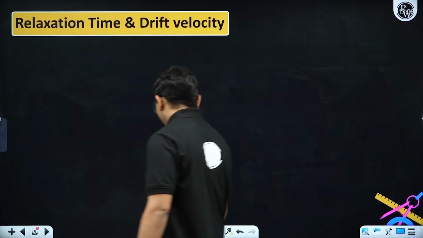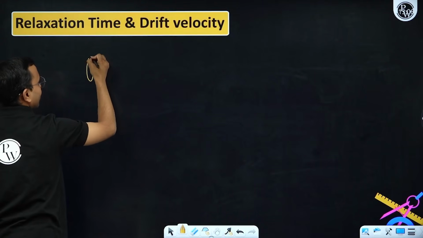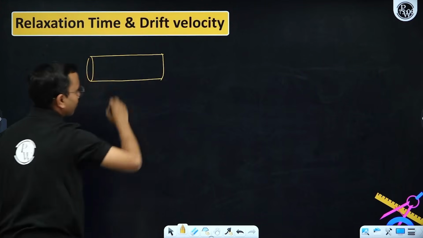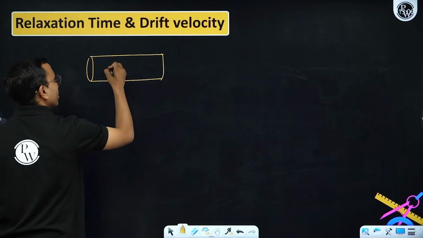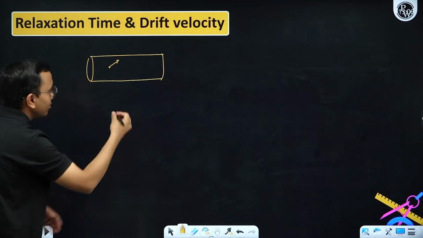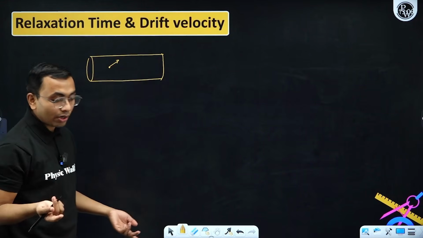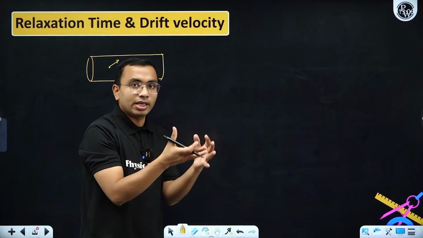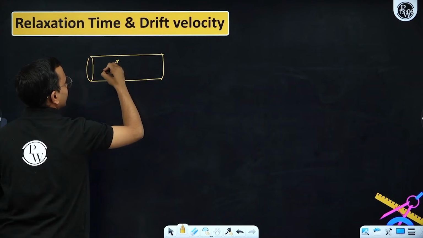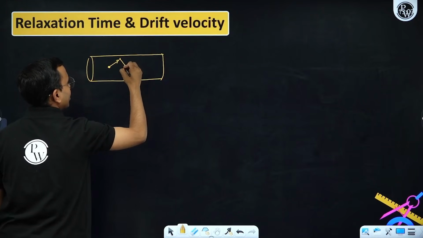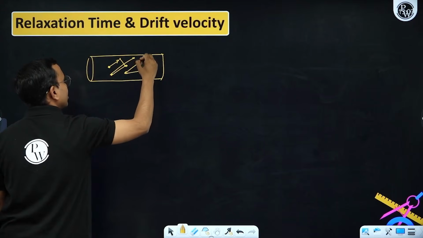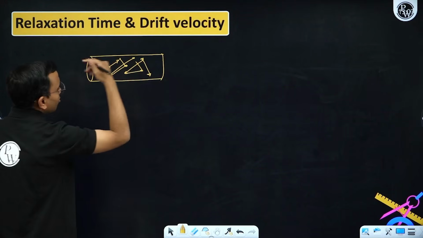Relaxation time. I was saying that a conductor is there, and the electrons are moving. Let us take an electron moving like this. It can collide with another electron, or it can collide with the positive ions that are there. Then it will move like this, then further like this, then in this direction, and so on. It will be moving somewhat randomly.